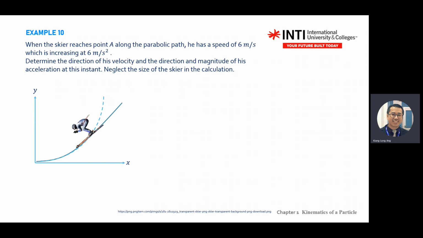So let's say you have a skater. You drop from the projectile, and the skater reaches point A in a parabolic path given by the formula y equals 1 over 20 x squared, at a speed of 6 meters per second, which is increasing at 6 meters per second squared. It gives you velocity and acceleration at the same time. Determine the direction of its velocity and the magnitude of its acceleration at that instant, meaning you freeze the time and look at what happens at that point. Ignore the size of the skater at this moment.